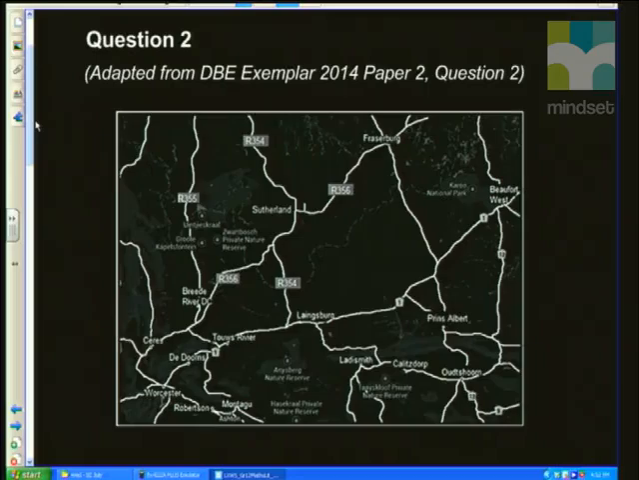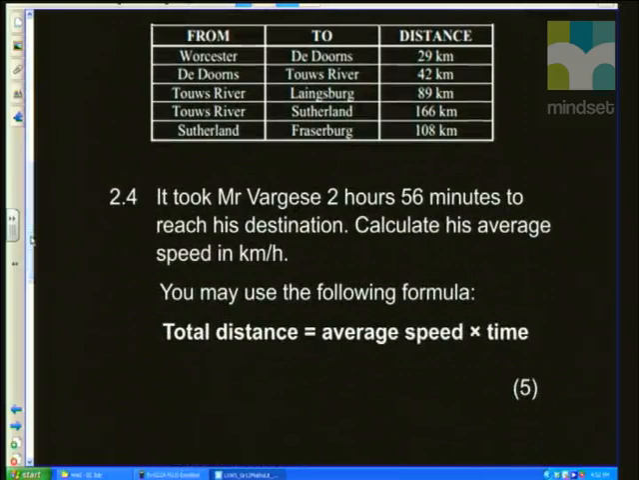Mr. Varghese on his journey. It tells us that Mr. Varghese took 2 hours and 56 minutes to reach his destination. Remember, he's going from Worcester to Sutherland. We're asked to calculate his average speed.